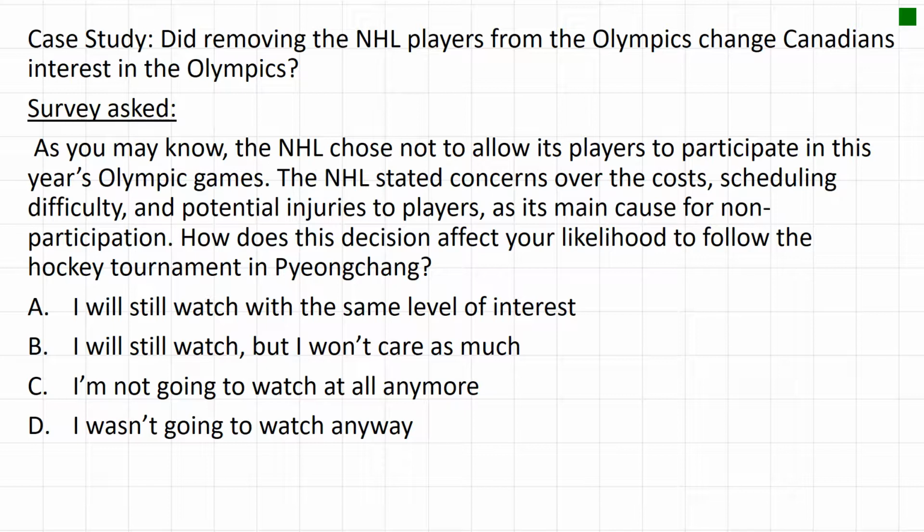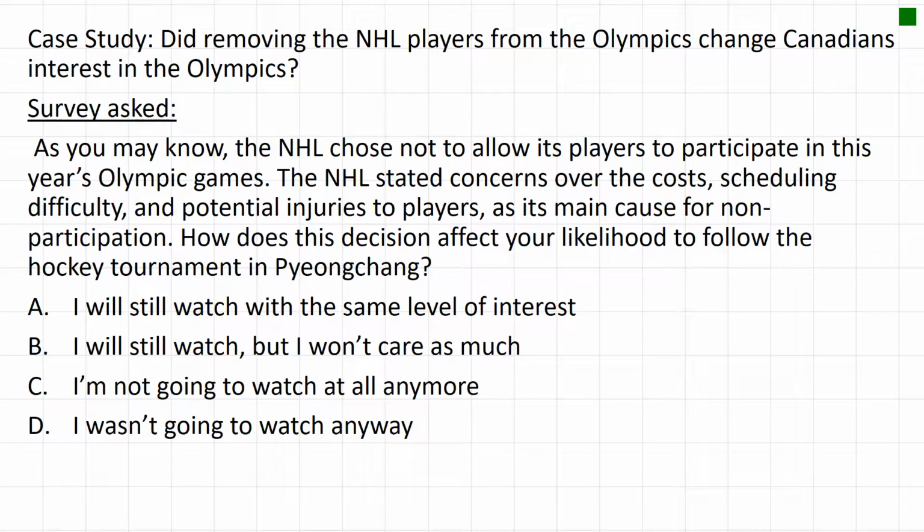So how did the survey want to find out about it? How did the survey ask about this? Well, they posed the following multiple choice question. So I'm going to read along here. As you may know, the NHL chose not to allow its players to participate in this year's Olympic Games. The NHL stated concerns over the costs, scheduling, difficulty, and potential injuries to players as its main cause for non-participation. How does this decision affect your likelihood to follow the hockey tournament in Pyeongchang? And Pyeongchang was where they were going to hold the Olympics.